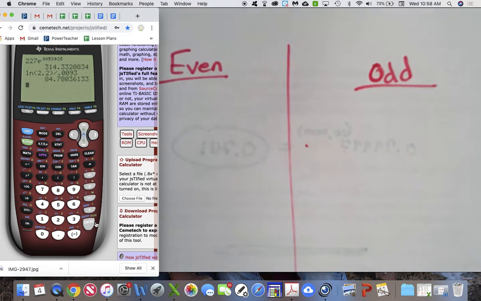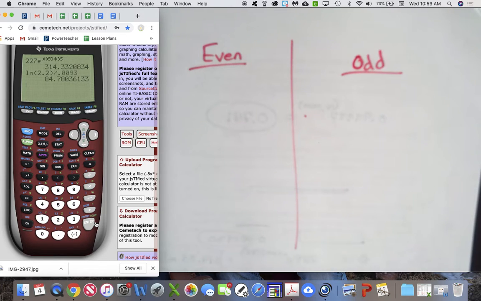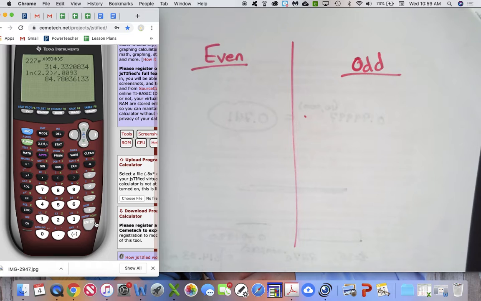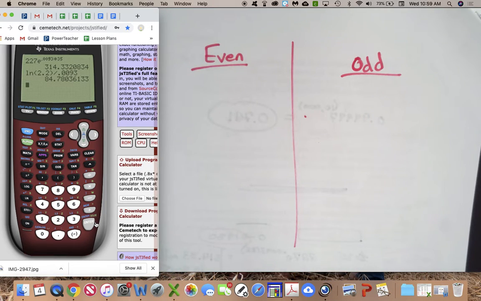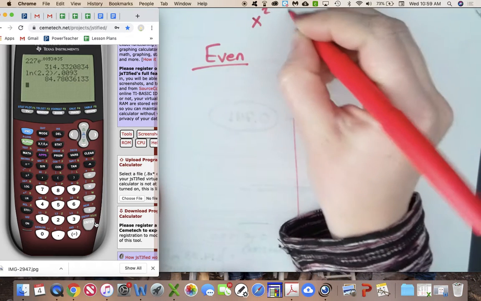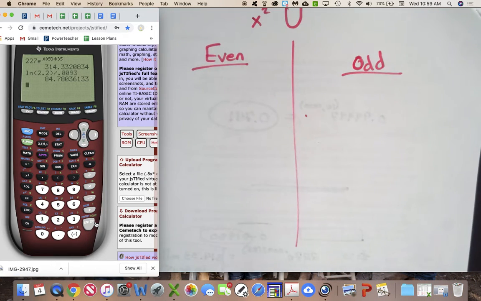This information is way back from chapter 3, but I'm going to give it to you now because they ask you some even odd questions. Even functions are like x squared, x to the 4th, x to the 6th, and so on. Even has a certain type of symmetry. Like x squared is a parabola. It's symmetric about the y-axis.